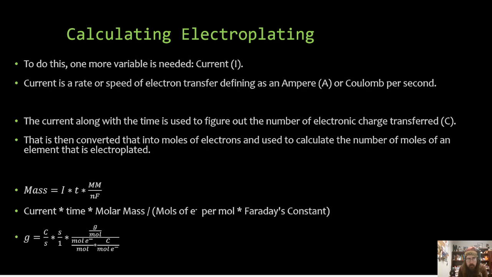And if you look at your units very carefully, coulombs per second times seconds cancels the seconds. Coulombs with Faraday's constant gets us to moles of electrons. The N gets us to moles of product, and then the moles of product gets us to grams of product with the molar mass. And of course, you could also rearrange this to find time instead if you have a mass, or current if you needed current. It is a rather simple equation as long as you know how to rearrange it and you know the terminology.